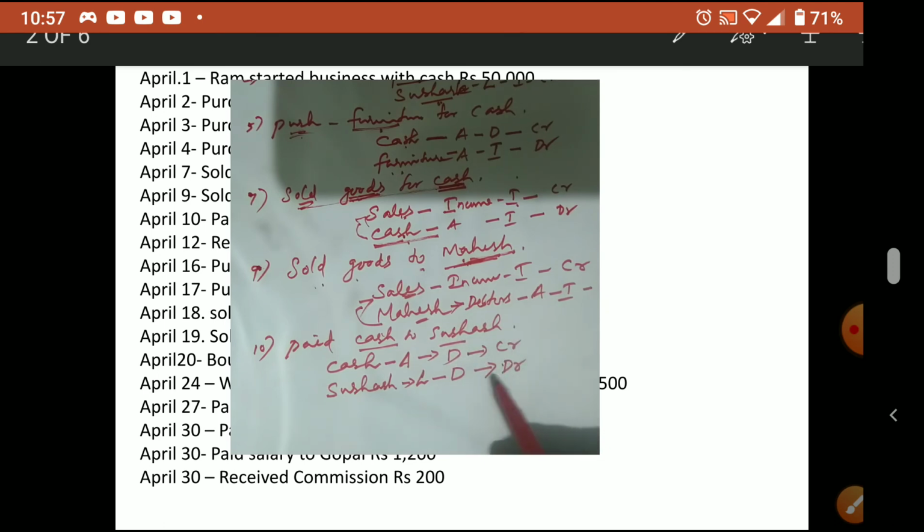Okay. So debit. So who will be debited? Subhash account debtor to cash. Subhash account will be in the first line. To cash will be in the second line in the journal. Okay. Now next one is received cash from Mahesh.